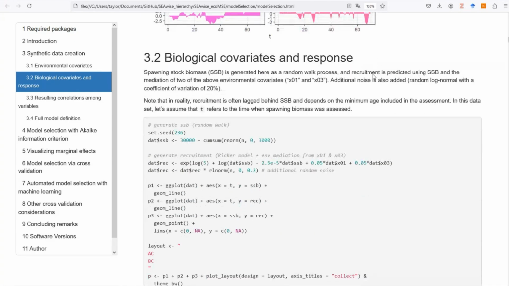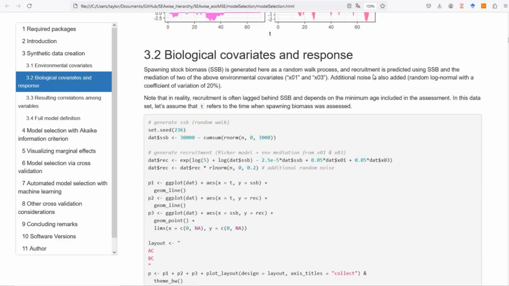Okay, so next step was creating the biological covariates. Was there a question? No.